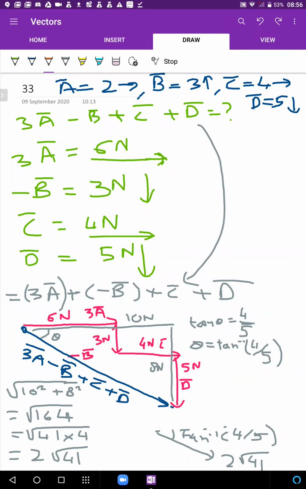10 and 8 का resultant will give me the length of this hypotenuse. So 10 and 8, Pythagoras addition, root 10 square plus 8 square. Root 100 plus 64 is root 164, which is root 41 into 4 and can also be written as 2 root 41. So root 164, yeah, 2 root 41, that is correct.